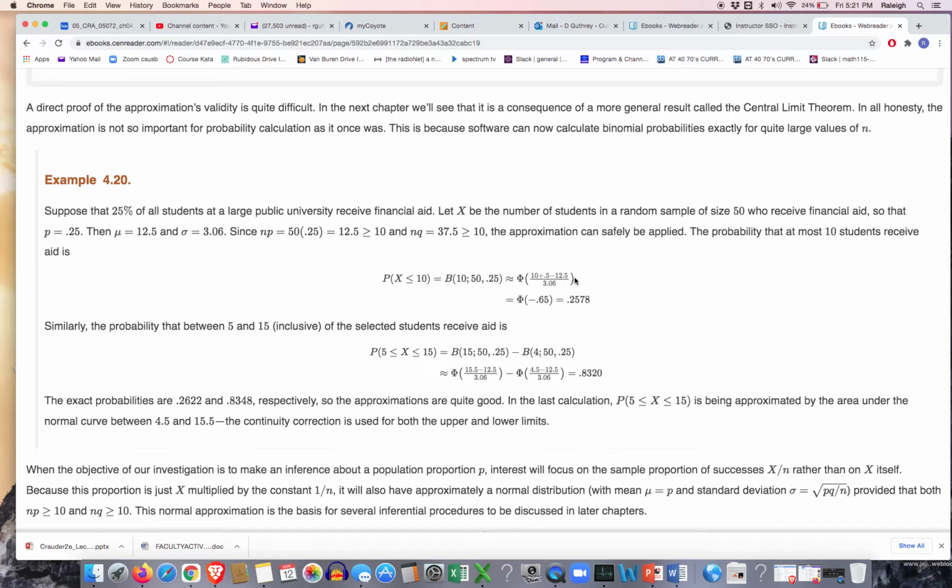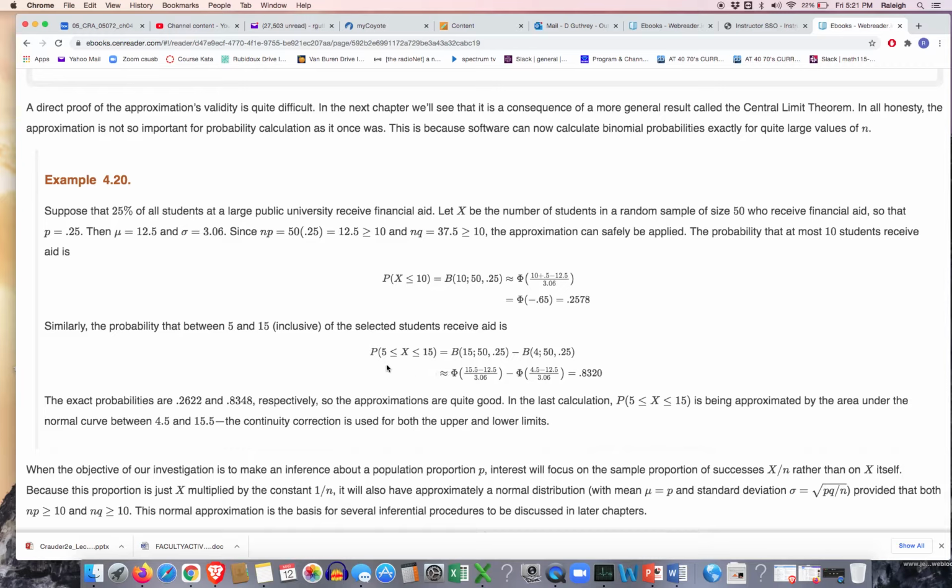10.5 minus the 12.5, which was the mean. They divide by the standard deviation, 3.06. And so to be less than or equal to 10, we have to add in the 0.5. That's the block that includes the 10, 9.5 up to 10.5. And notice with discrete values, the equal sign is quite important. So suddenly we shift gears and say, oh yeah, that equal sign matters now. Before it didn't.